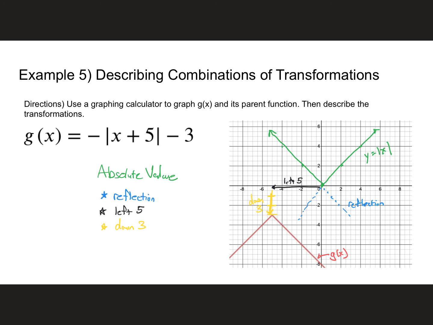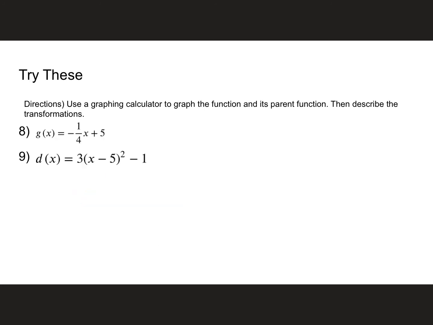So this is what we should be looking for when we're comparing the parent function, which is the green curve, to g of x, which is the transformed curve. Okay. So try these two out. Again, you're going to use that graphing utility. Desmos is going to be perfect here for you. So use that, graph the original function, the parent function, and then the g of x function for number 8 and the d of x function for number 9. Give those a try. See if you can list all of the transformations. We'll go over those in a second. So pause the video now, try them out, and then come back.